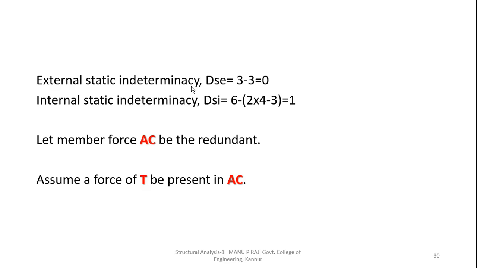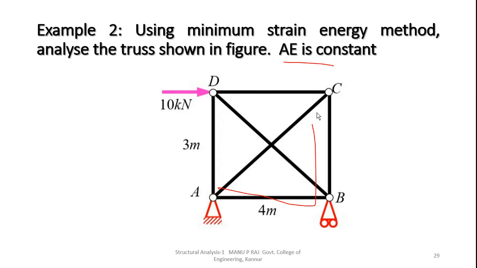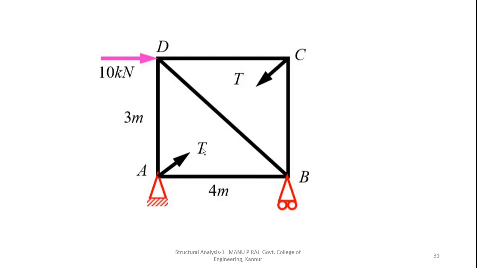Now find the external static indeterminacy. You will get the value 0. Internal static indeterminacy, you will get the value 1. That is, there is one additional member in the truss. Let the member force AC be the redundant; we are considering this AC as a redundant or additional member. Now let T be the force in this member. Now find all other member forces, that is, the member forces in AD, DC, DB, AB, CB, using the method of joints in terms of this 10 kN and T.